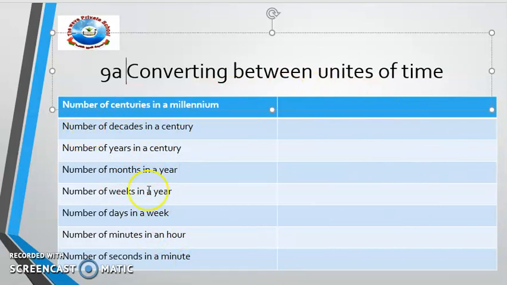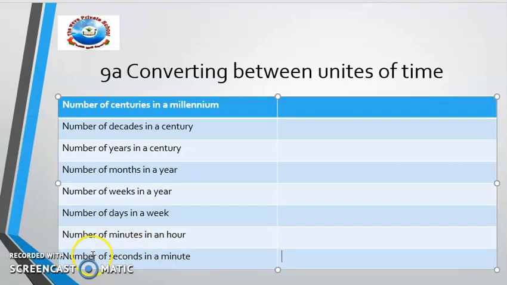You have to convert these units to another unit, like the number of centuries in a millennium. You have to tell me the number of decades in a century, number of years, months, weeks, days, and minutes. First of all, I will start from the bottom. How many seconds are in a minute? Yes, you have 60 seconds. You can memorize it.